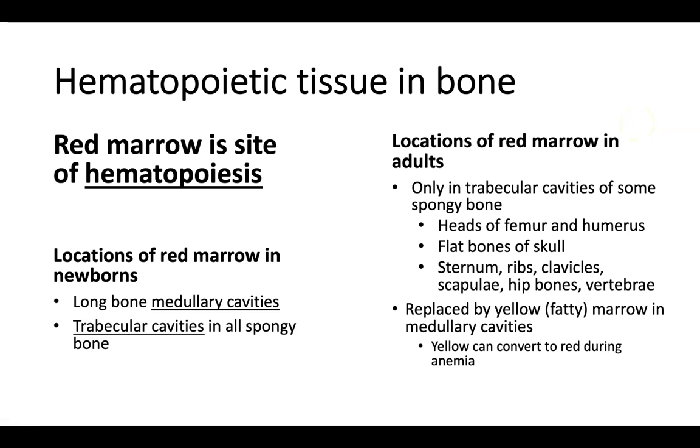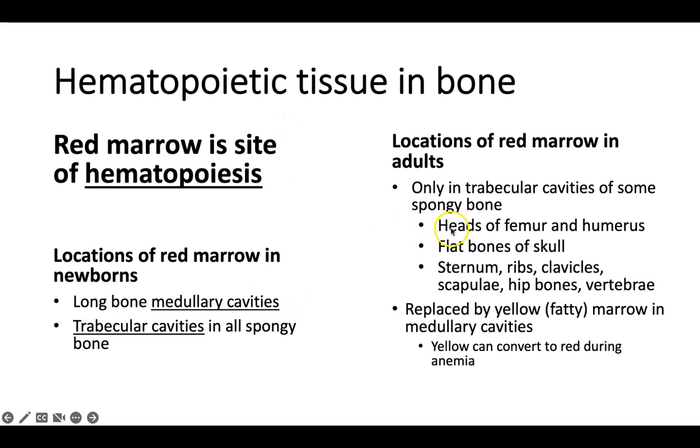All right, there are also these hematopoietic tissues in bone. In particular, red bone marrow is the site of hematopoiesis. In newborns, we would find red marrow in long bones, and that's those medullary cavities, as well as the trabecular cavities in all spongy bone. In adults, we find that red marrow only in the trabecular cavities of some spongy bones. So the presence of red marrow is much more limited in adults than it was in a newborn.